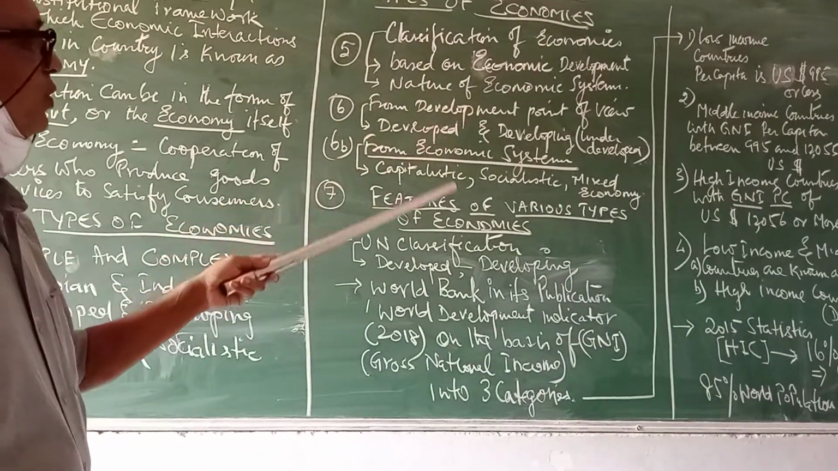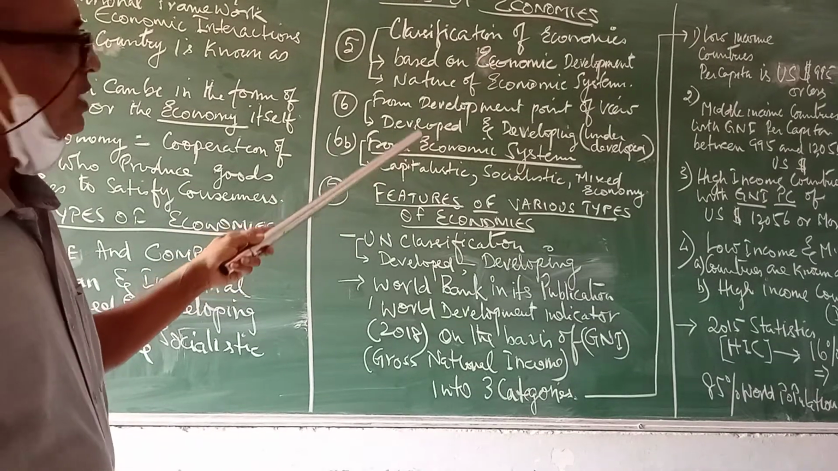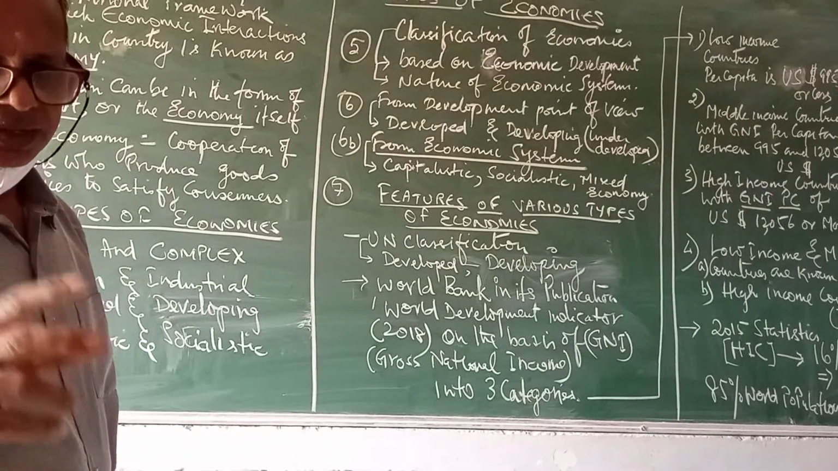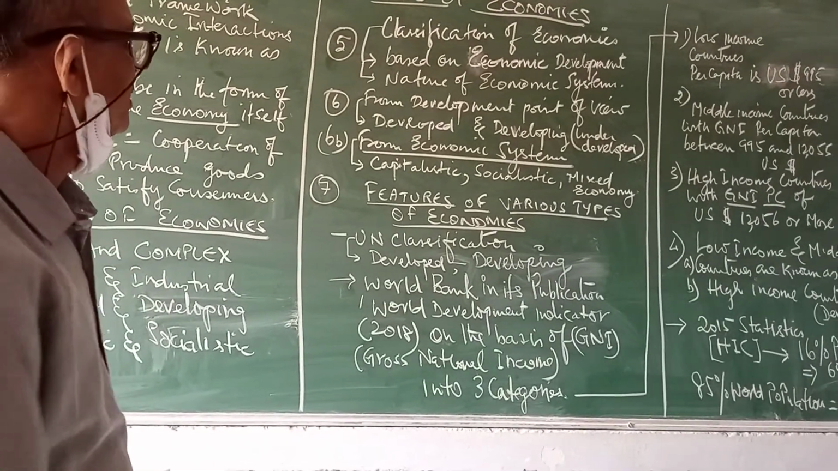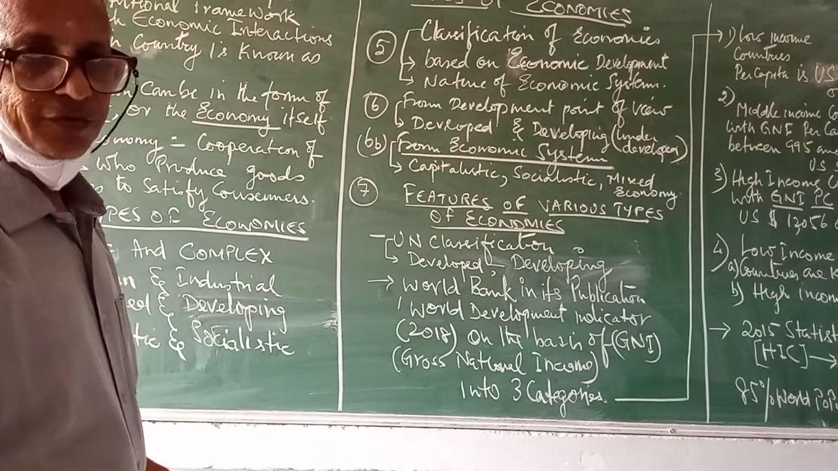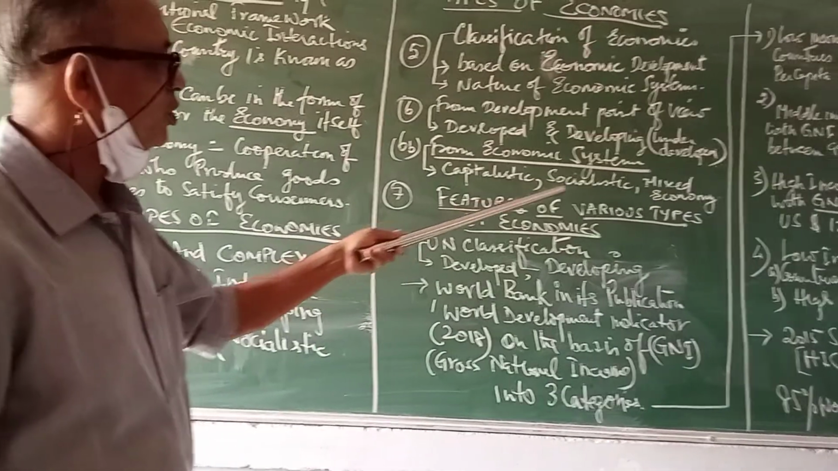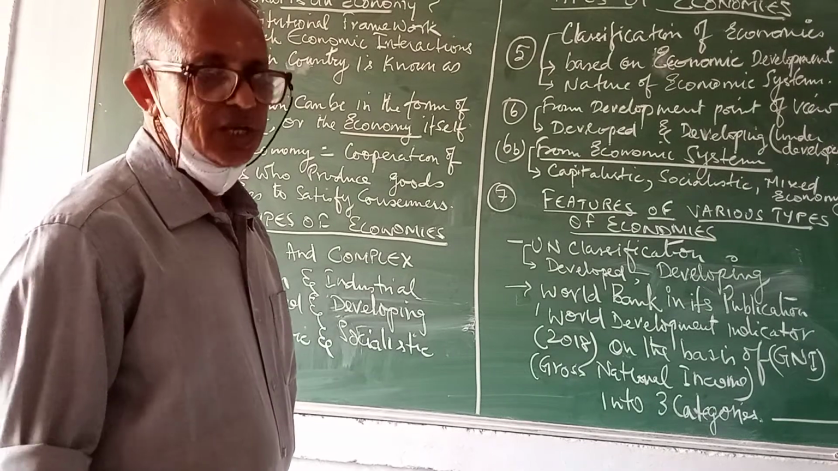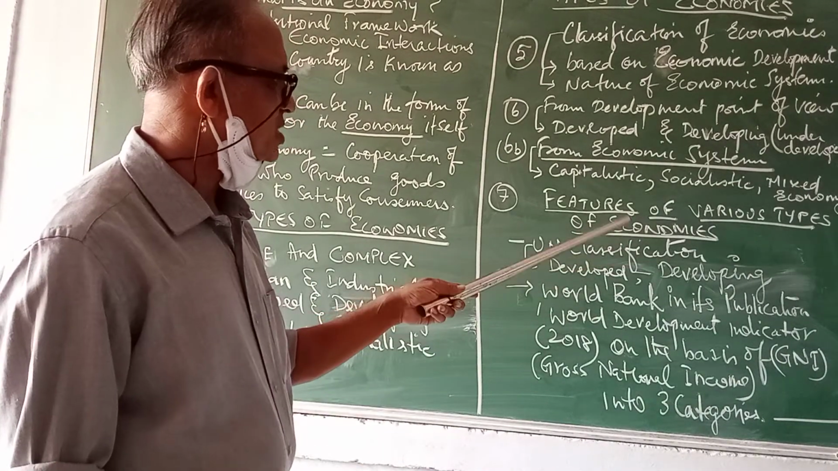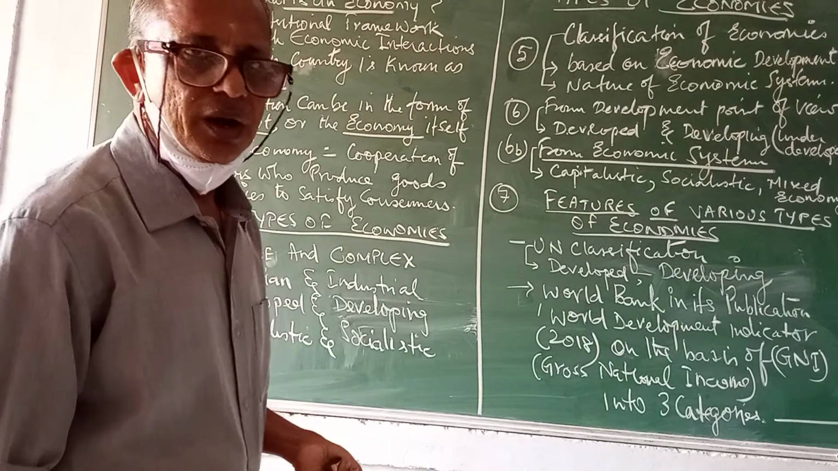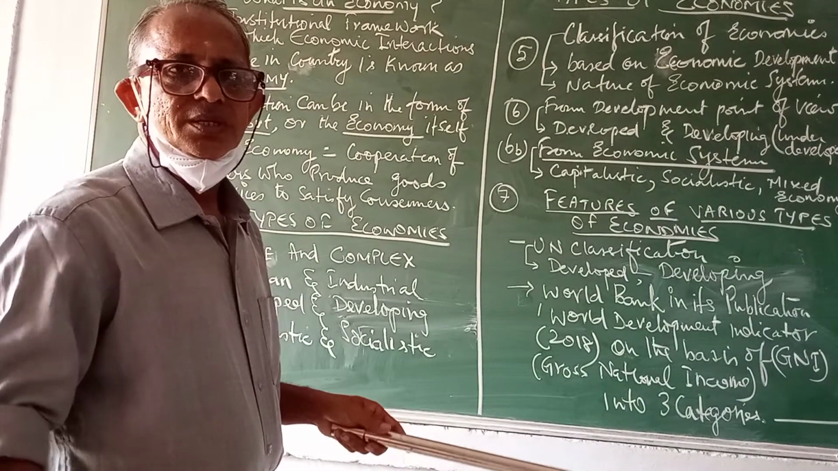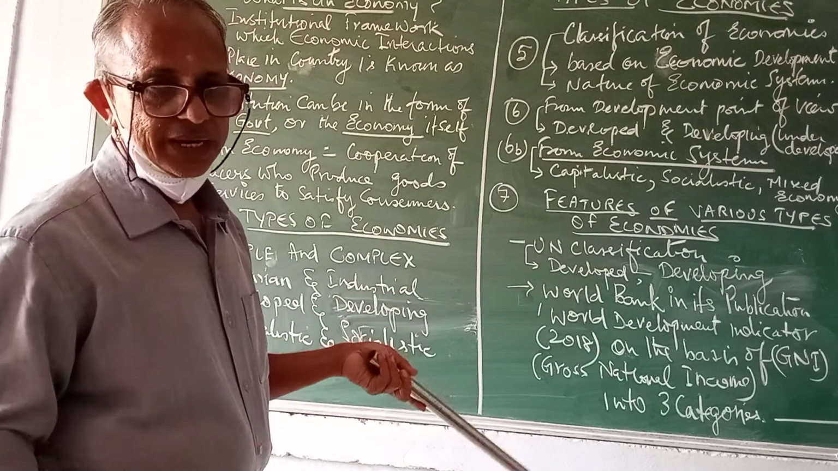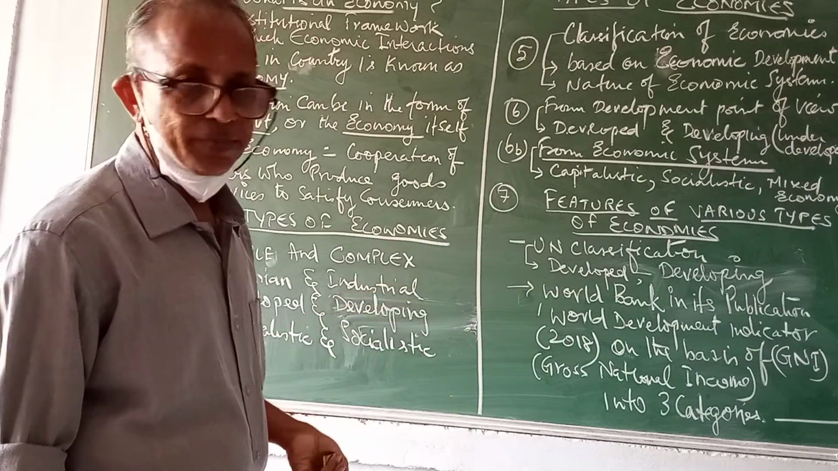From the development point of view, we can classify an economy as developed economy and developing economy. Developing economy means that the economy is not developed, it is underdeveloped but in the process of developing. Then from the economic system point of view, we can classify an economy as capitalistic economy, socialistic economy and mixed economy. Now, each economy has its own features. How are the features of various types of economies understood? The United Nations has classified economies into 2 types, developed and developing economy.